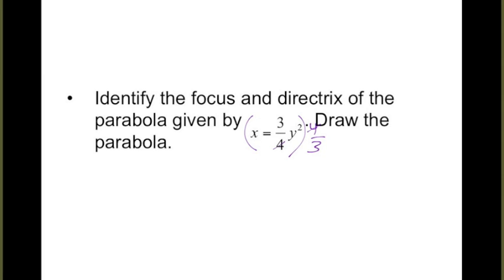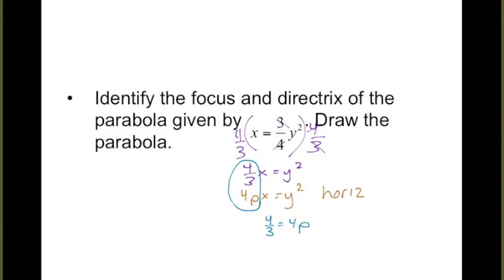Multiply by 4/3. That'll cancel that out over there. And over here, we'll get 4/3 x is equal to y squared. Is this going to be horizontal or vertical facing? Horizontal facing. A y squared is under the horizontal column in the chart. And our general form is 4p times x. So that means whatever that coefficient is should be equal to 4p. So 4/3 should equal 4p.